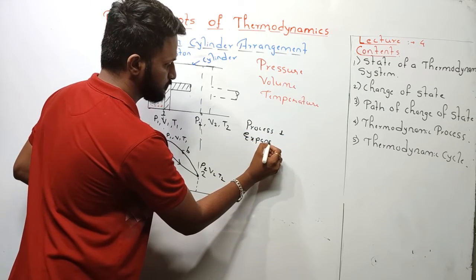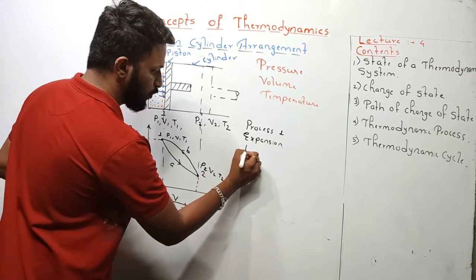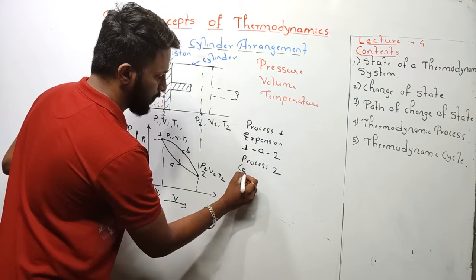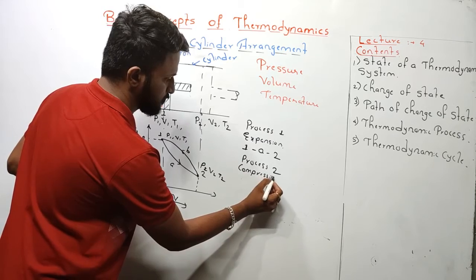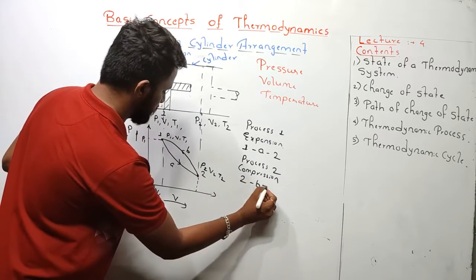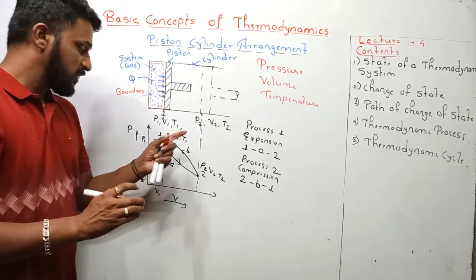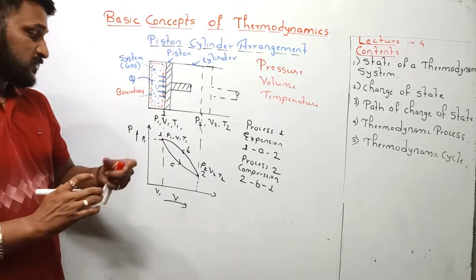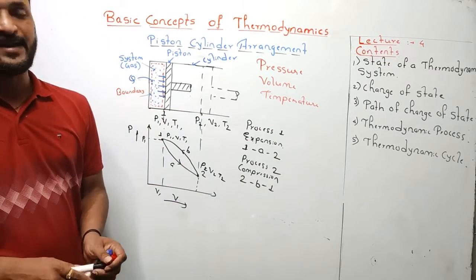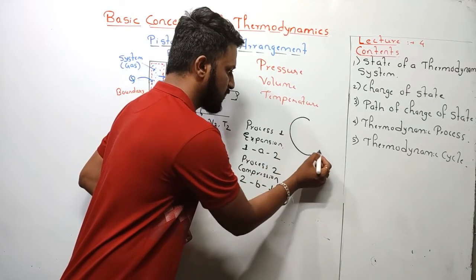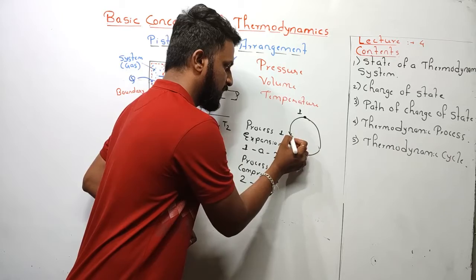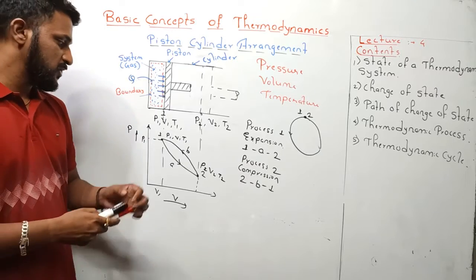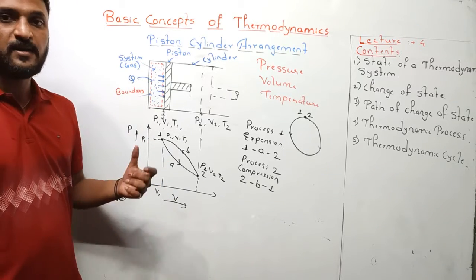that is 1A2, and process 2 is the compression process, that is process 2B1. Now if you observe this, the initial state and final state are identical. That's why it is called a thermodynamic cycle. A cycle is what? A cycle is a loop, correct? Where the initial point and final point are identical. Similarly, a thermodynamic cycle is one in which the initial state and final state are identical.